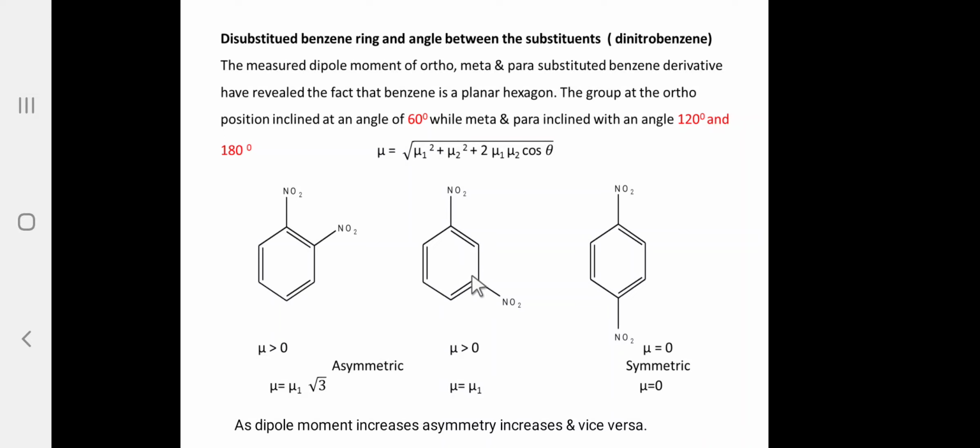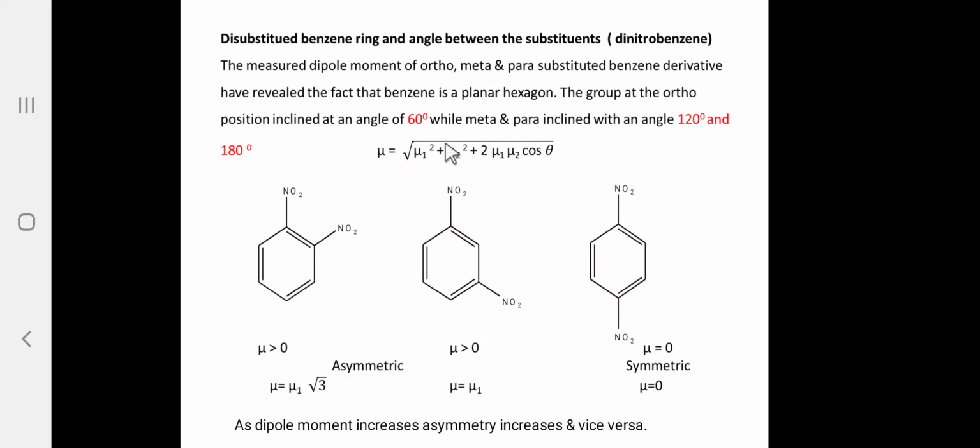And here friends, in case of the disubstituted benzene ring, when both the substituents are the same, then this formula can be reduced. In case of the ortho dinitrobenzene, the formula is reduced to mu is equal to mu 1 under root 3. Directly we can substitute the value of mu 1 and you will get the value of mu. Then in case of the meta dinitrobenzene, mu is equal to mu 1, and in case of the para dinitrobenzene, mu is equal to 0.